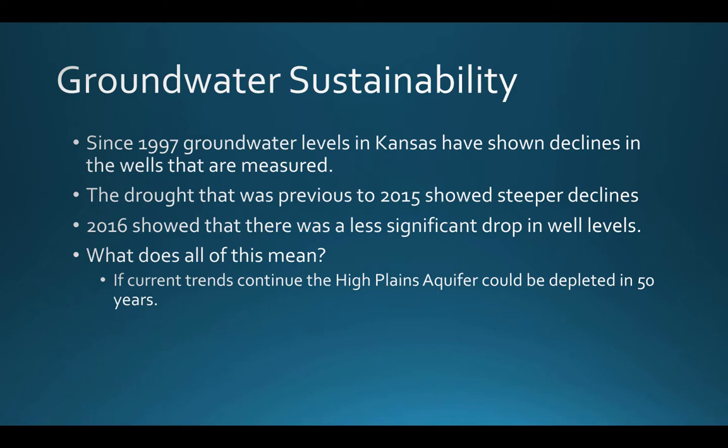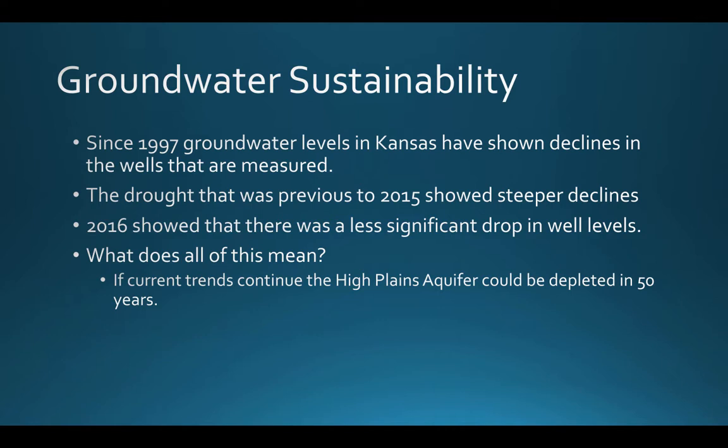Since 1997, groundwater levels have shown declines in all of the wells that have been measured, on average. So for the last 20 years, we've been showing declines in groundwater levels throughout Kansas in some 1,400 plus wells that have been monitored. The drought previous to 2015 started showing steeper declines. Between 2009 and 2015, the declines were much steeper. Between 2015 and 2017, we've seen declines, but we haven't seen them declining as much.